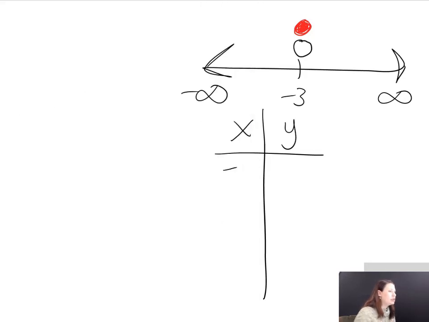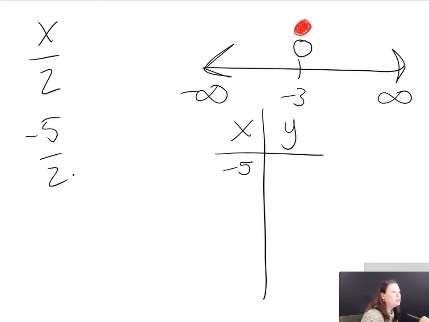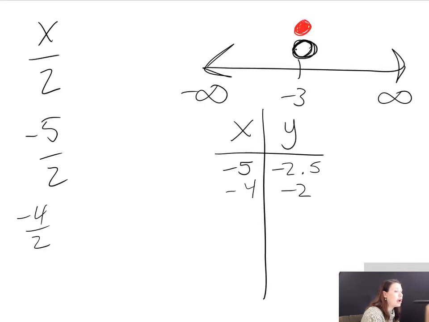X over 2. So we have x over 2, and we want to plug in -5. So -5 over 2, well, that's just -5 over 2, or if we wanted to write it in decimal form, because we can plot those out to the half mark on the graph that they gave us. So -5 divided by 2 would be -2.5. Let's also plug in -4. -4 divided by 2 is -2. Now remember, skip -3 because we have that open circle for that first graph.